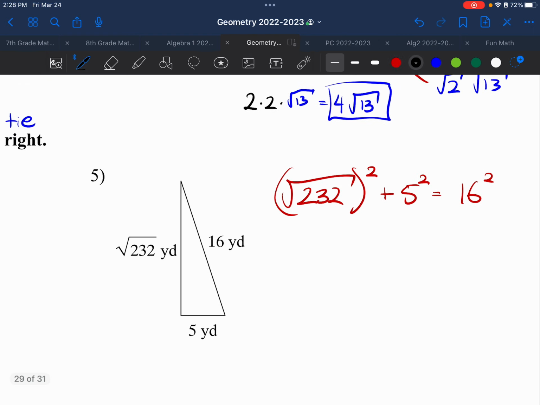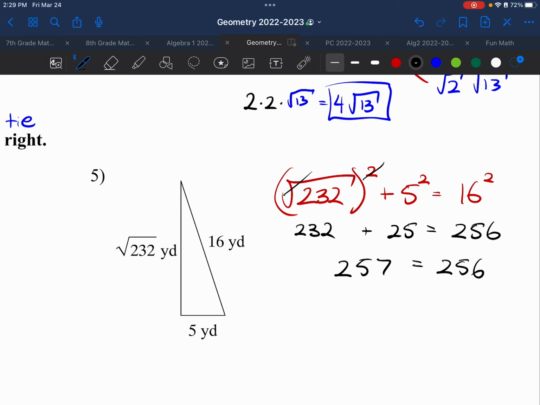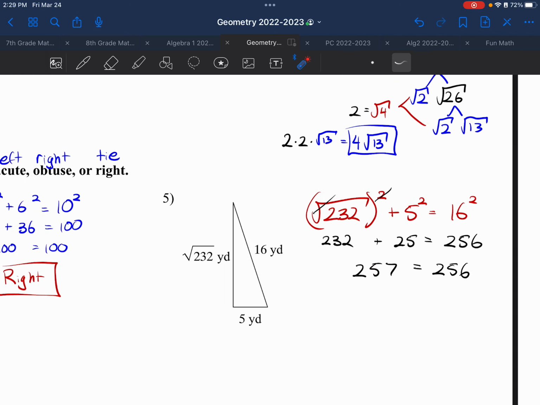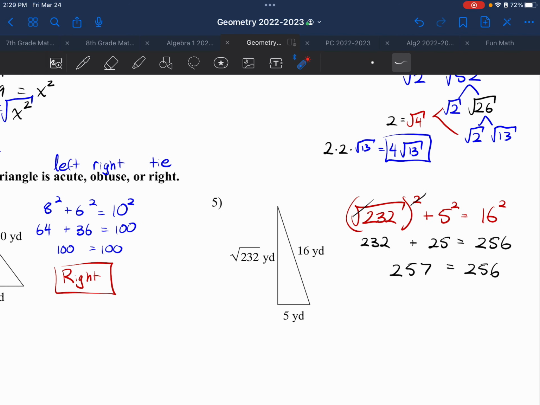All right, the square and square root cancel each other out, leaving me with 23 squared, that's 232, and that's going to be plus 25, and that's going to be 256. If you don't know your squares, you can always use a calculator or a multiplication table. Adding the left side together, I get 257 is equal to 256. Oh, wow, that was so close. Just barely, the left side won by just 1, which is like 0.5%, just barely.